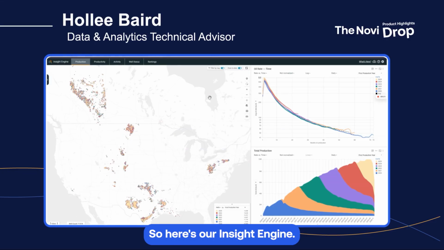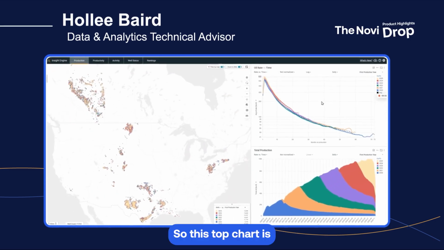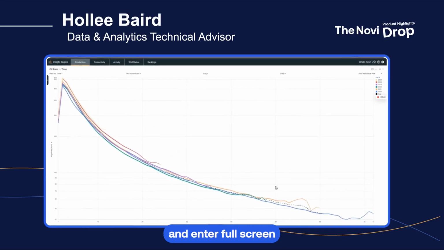So here's our Insight Engine. I have a filter already turned on that's showing horizontal active wells that have a first production year between 2020 and 2025. So this top chart is a line chart, which is designed for detailed production trend analysis. I'm going to go ahead and enter full screen to show you the capabilities of this chart.